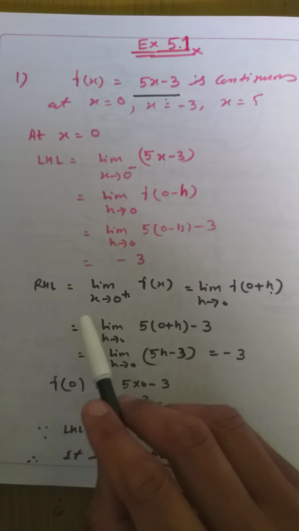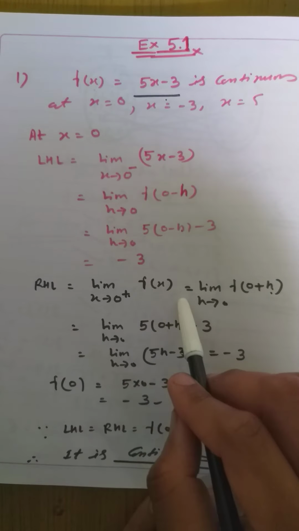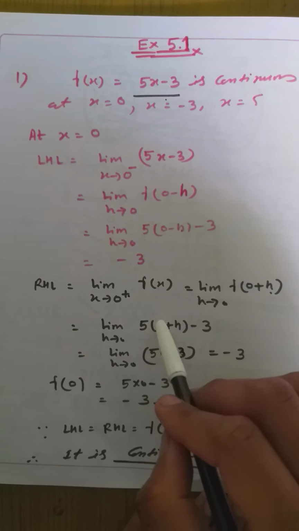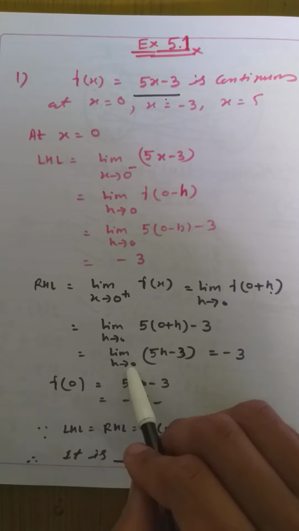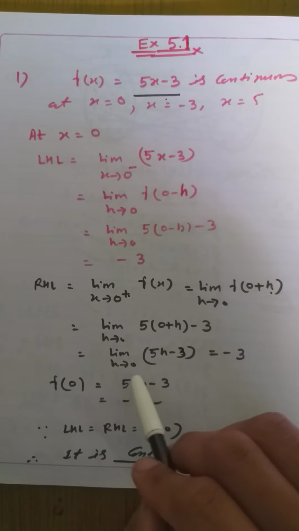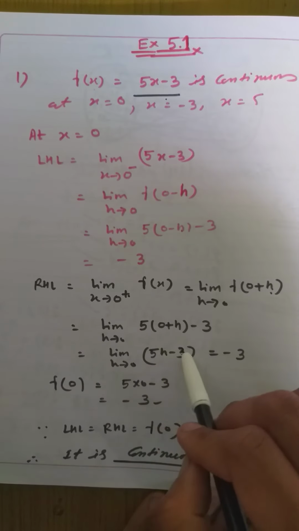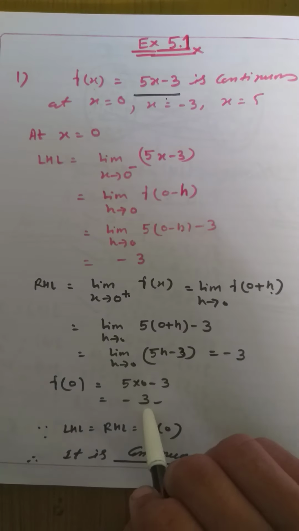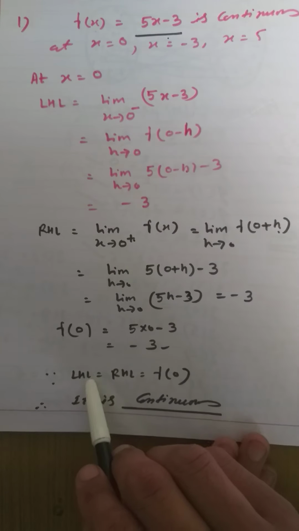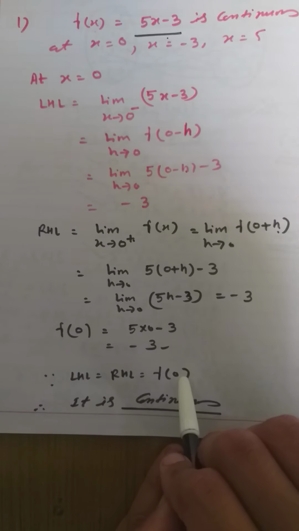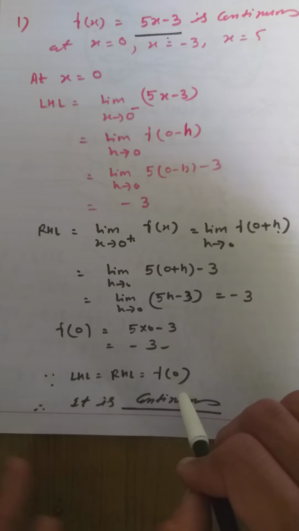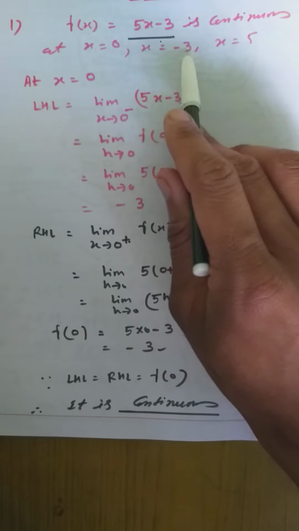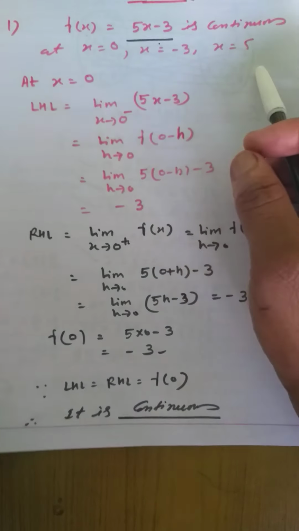Likewise, right hand limit x tend to 0 positive, f(x) equal to limit h tend to 0, f(0 plus h). Limit h tend to 0, 5 times of 0 plus h minus 3. Limit h tend to 0, 5h minus 3. In place of h I will put 0, 5 into 0 minus 3 equal to minus 3. f(0) equal to 5 into 0 minus 3 equal to minus 3. So therefore left hand limit equal to right hand limit equal to value of the function. Hence it is continuous at x equal to 0. Likewise we can solve at x equal to minus 3 and x equal to 5.